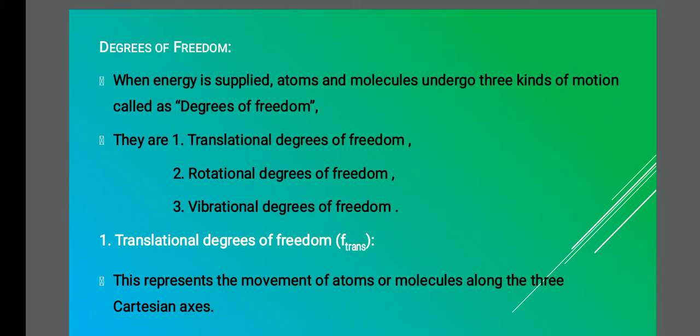What I mean by degrees of freedom is, when energy is supplied to atoms and molecules, they undergo three kinds of motion. I'll repeat. When you supply energy to atoms or molecules, three kinds of motions will be developed. This we call degrees of freedom. The degrees of freedom are: translation degree of freedom, rotational degree of freedom, and vibrational degree of freedom. These are the three degrees of freedom.